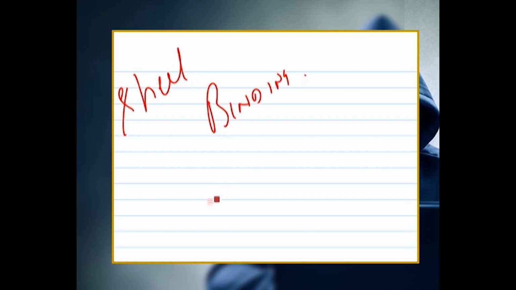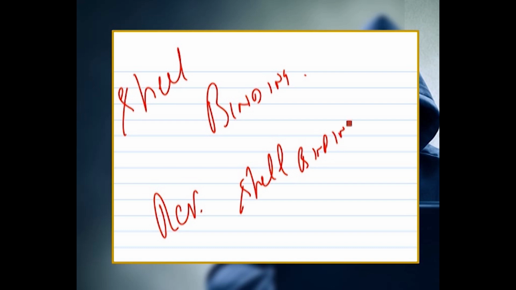Now, in order to put a shell code, there are two things which we need to remember. Either we can bind a shell code, which is called shell binding, or we can have a reverse shell binding. Now, these two things we need to understand. What is shell binding and what is reverse shell binding?